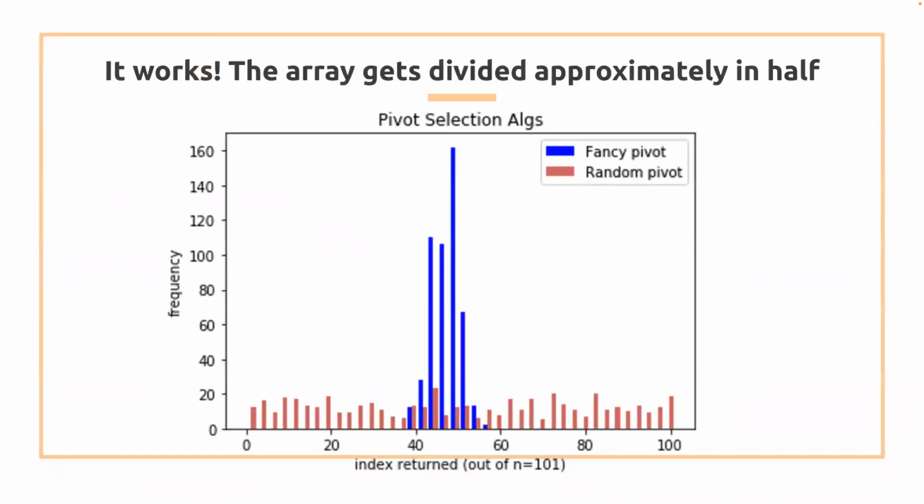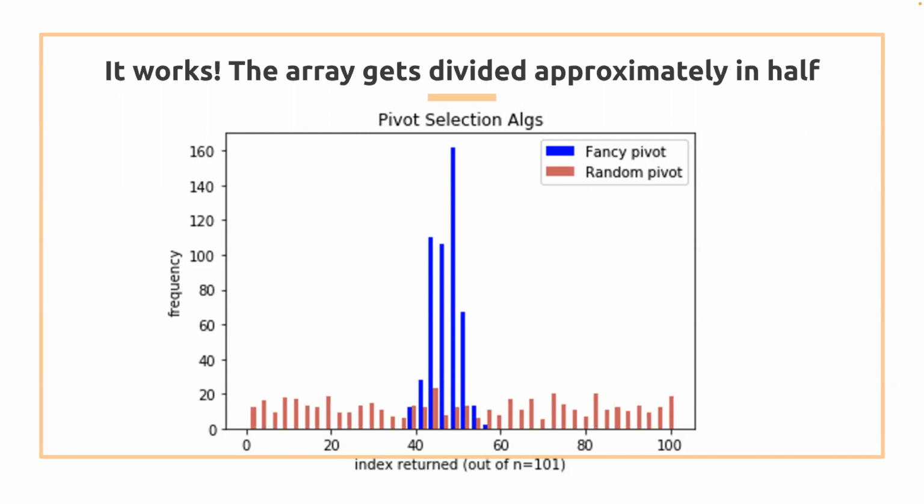It actually works. So here's some code that I ran on random arrays to pick the pivot. If you pick the pivot, this is the index that ends up getting picked. If you pick it randomly, this is basically a uniform distribution. This is the number of times that index 20 got picked. If you do it randomly, it's basically uniform. If you do it with this pivot method we talked about, most of the indices you pick are between 38 and 58, most of them. And that's kind of what we want.